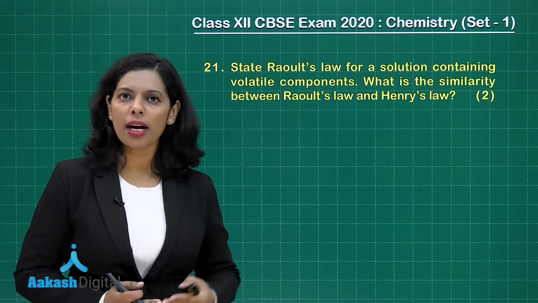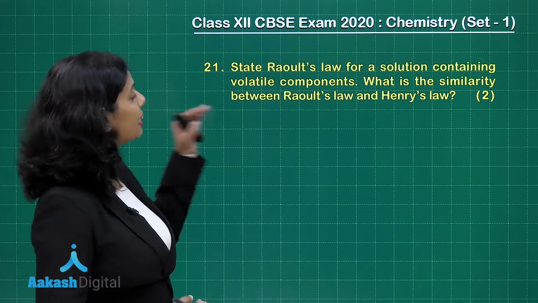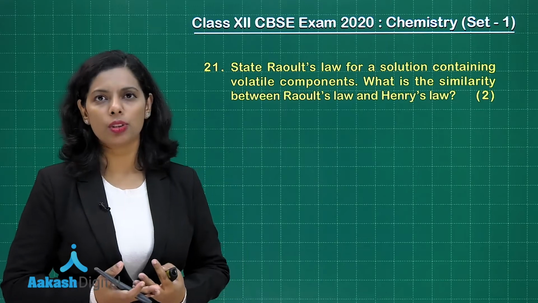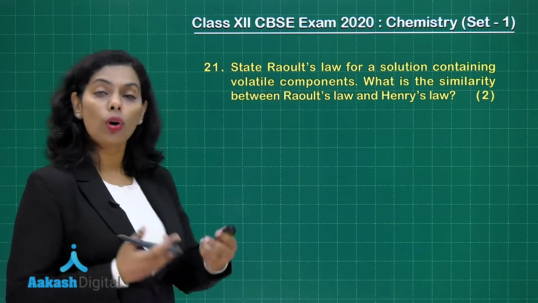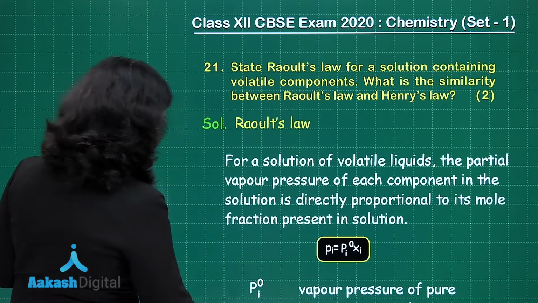This question has 2 parts. In the first part, you need to write the statement of Raoult's law. While in the second part, you need to just compare Raoult's law with Henry's law. Let's check how do we solve this question. So first of all, you need to write the statement of Raoult's law as I've already told you.